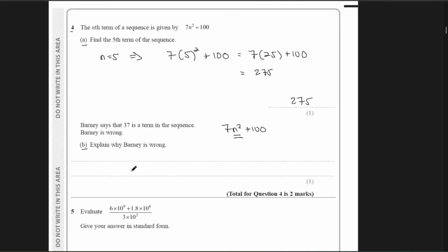So how do we explain? We can say the values in the sequence cannot be less than 100. That should be good enough. So we'll say the values in the sequence cannot be less than 100.